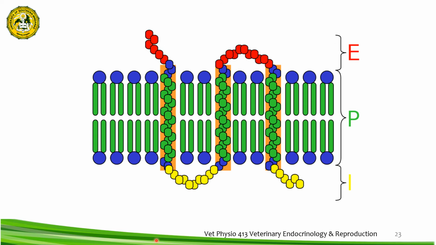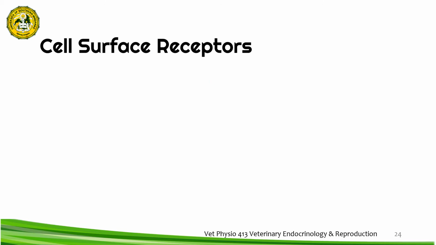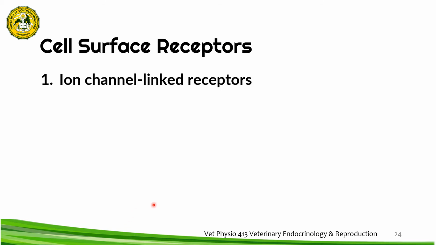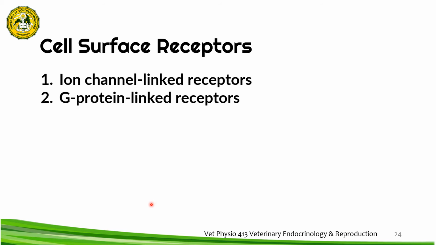This diagram shows a typical structure of the cell surface receptors, showing the three domains. The first one here is the extracellular domain. The second part here is the transmembrane domain, and the third part is the intracellular or the cytoplasmic domain. So there are different types of cell surface receptors. Some examples are the ion channel linked receptor, the G protein linked receptor, and the enzyme linked receptor.